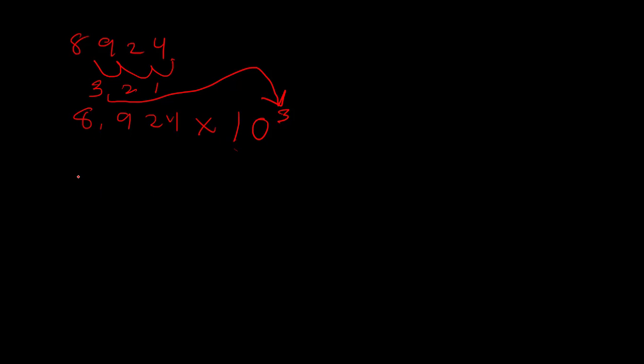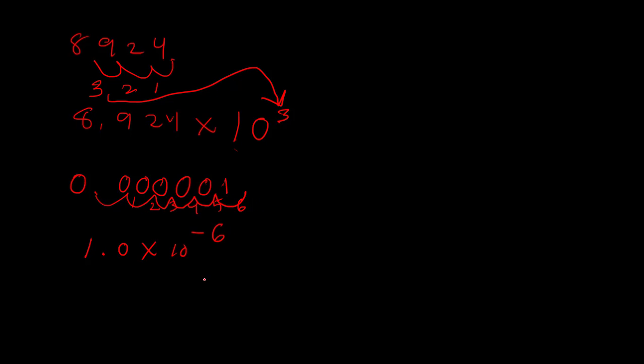Looking at a small number, we move the decimal to get up to the first whole number, so we move it 1, 2, 3, 4, 5, 6 places. 1, 2, 3, 4, 5, 6. So we get 1.0 times 10, and we moved it to the right, so we get a negative number, so negative 6.